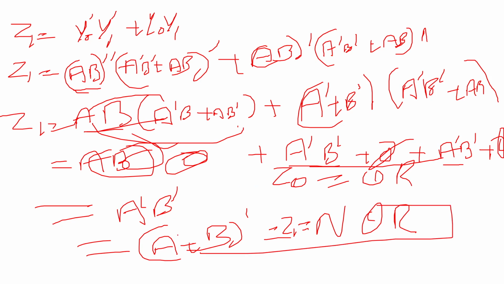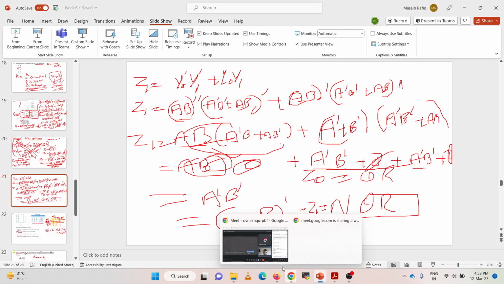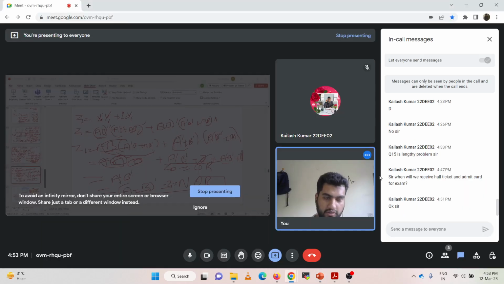Why did I use a plus b complement? Because I want to write it in terms of the Boolean gates, NOR and so on, and the options were also given like that. That's why I converted it into that form. So I hope you got an idea.